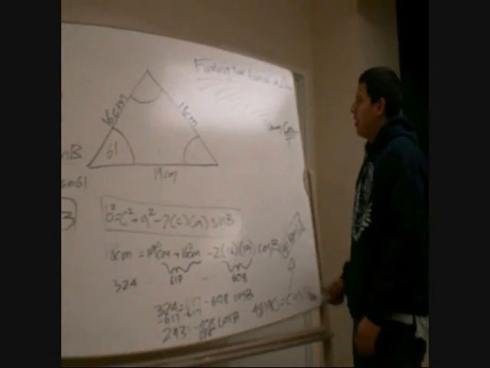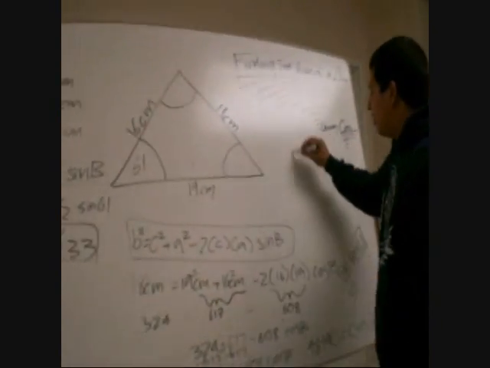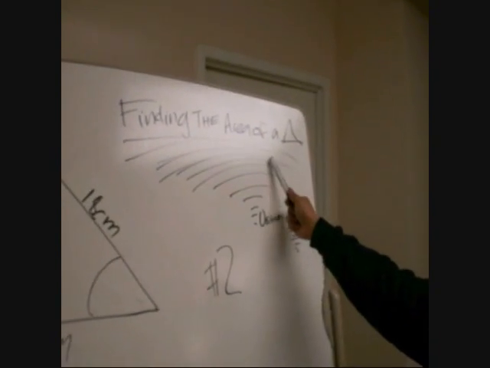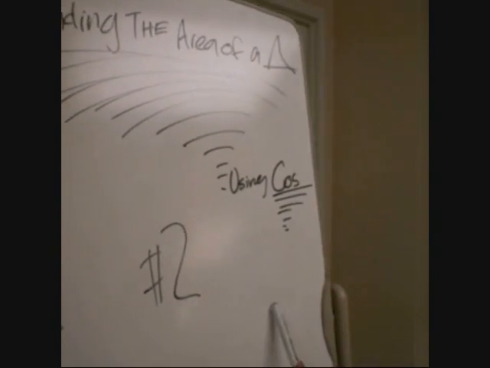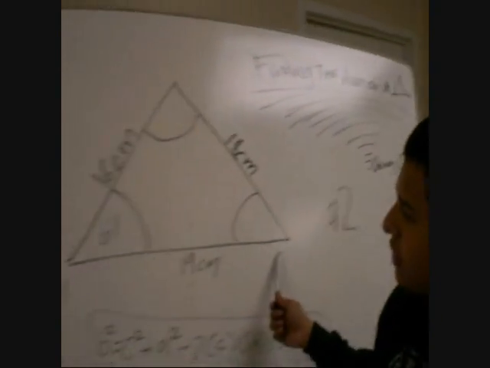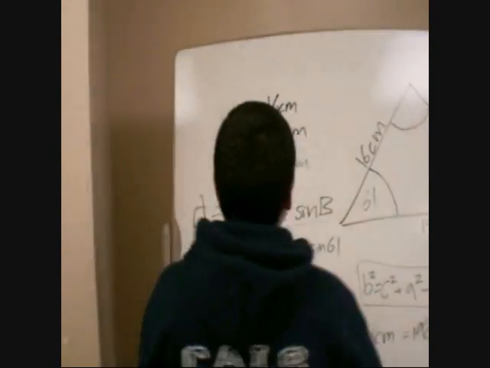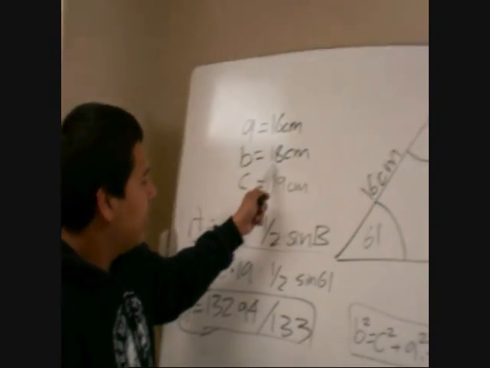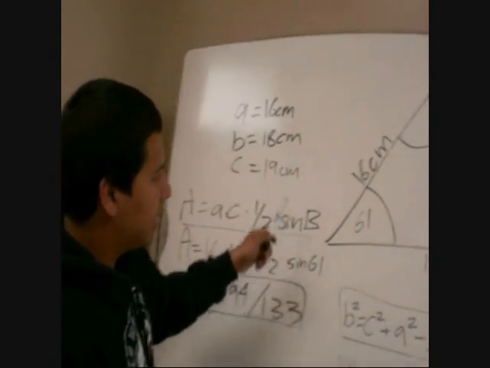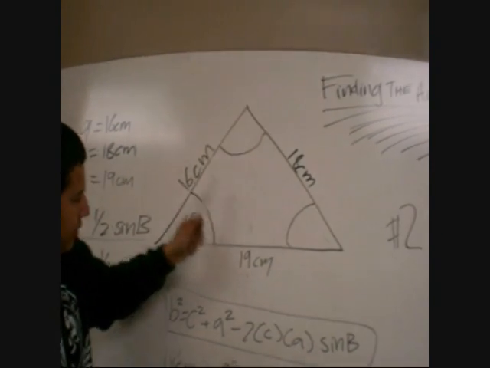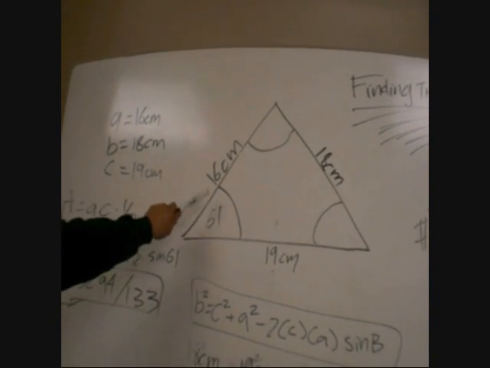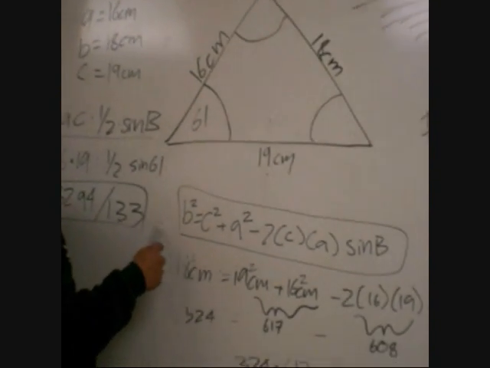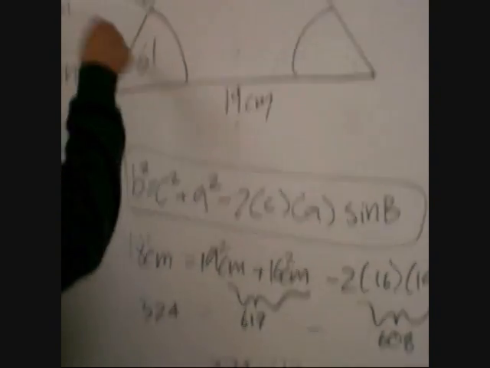Alright, for our second problem, number 2, we're still finding the area of a triangle, but we're using cosine. With cosine, the givens right here are side A is 16 centimeters, side B is 18 centimeters, and side C is 19 centimeters. Don't pay any attention to this, it's for later on. So then the formula would be structured like this, since you have three sides.